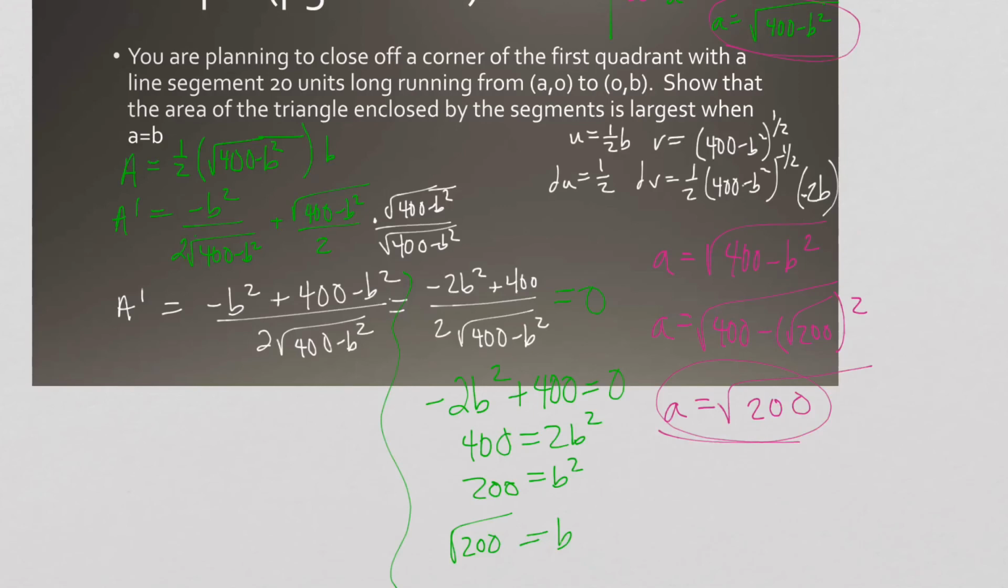Well, the question asks us, show that the area of the triangle enclosed by the segments is largest when a equals b. Did we end up with a equals b? Yes, we did. Both of these equaled the square root of 200, so we proved that a equals b. Alright, next question.